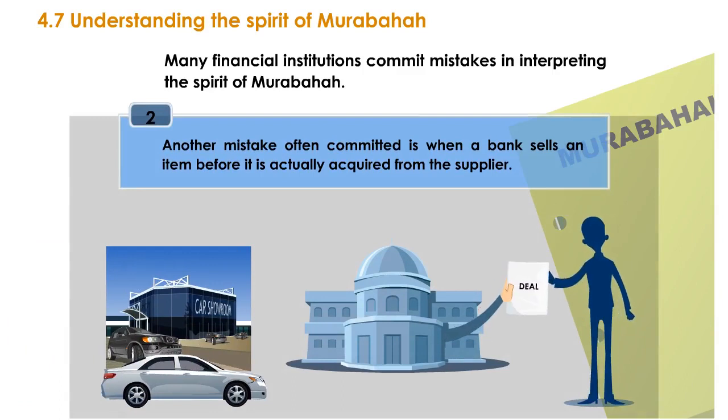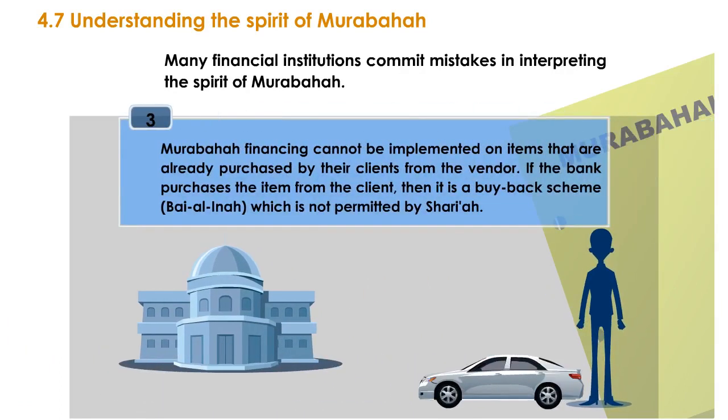Another mistake often committed is when a bank sells an item before it is actually acquired from the supplier. Murabbaha financing cannot be implemented on items that are already purchased by their clients from the vendor. If the bank purchases the item from the client, then it is a buyback scheme, which is not permitted by Sharia.